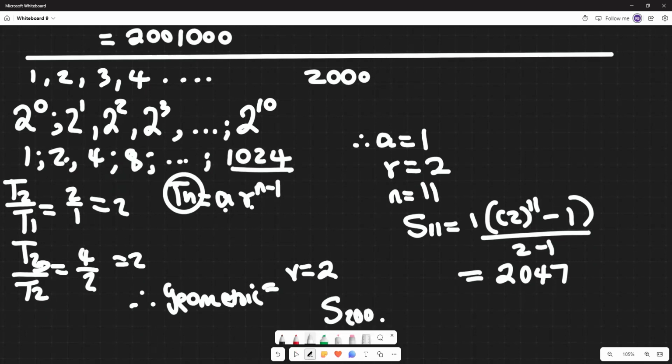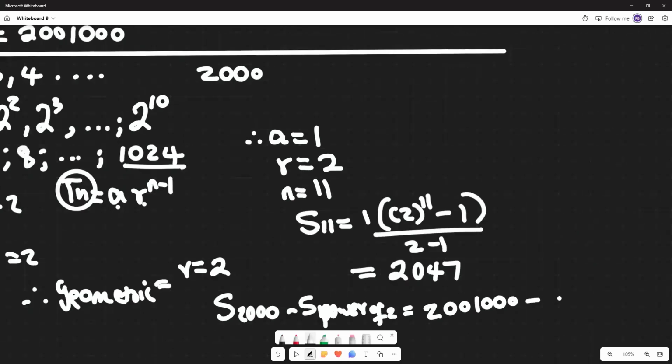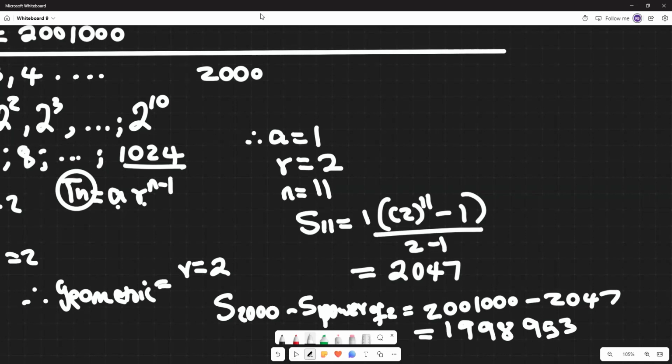And then we can conclude that after we remove the powers of 2, the sum of 2000 terms minus the sum of the powers of 2 will be 2,001,000 minus 2047. So 2,001,000 minus 2047, we get 1,998,953. And that is our final answer, ladies and gentlemen.